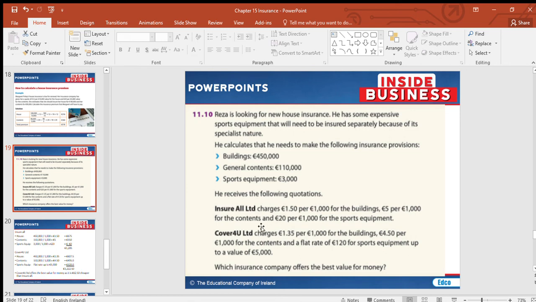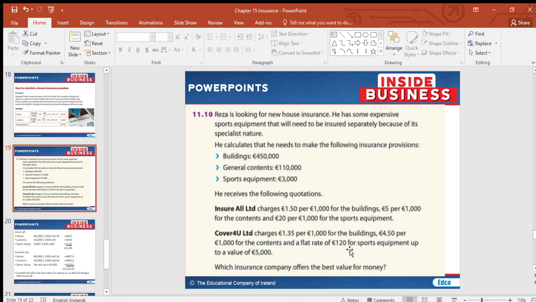We have two different companies. Per €1,000 for the building, you pay 150. So their building isn't worth 1,000, it's worth 450,000. So you have to find how much you'll pay for the buildings. That's your first one. Then how much you'll pay for contents. Per every 1,000 you pay €5. So there's 110,000. Again, you can see in the last slide we have that formula for calculating.